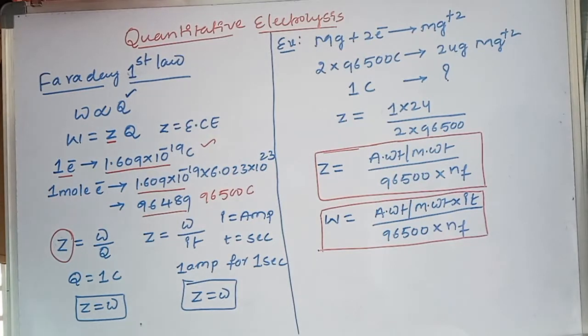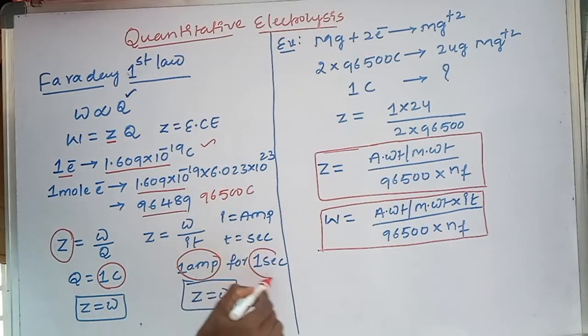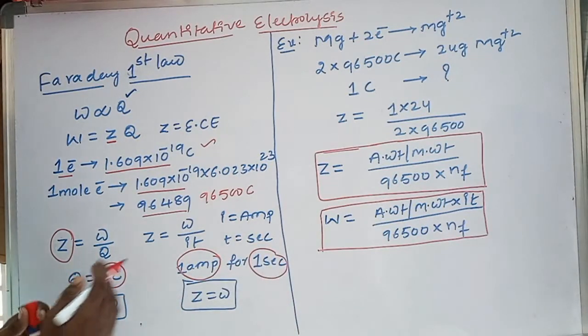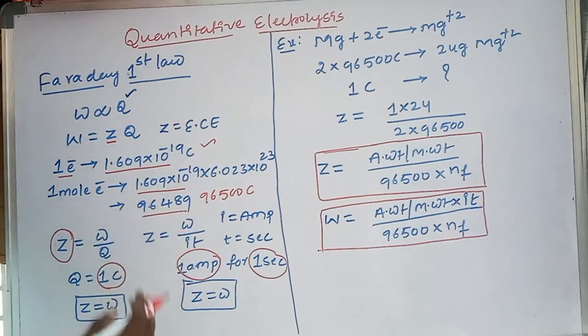So what is the meaning of electrochemical equivalent? It relates to passing a 1 coulomb charge, or passing a 1 ampere current for 1 second. Here Q equals I into T, where I is the current and T is the time, which we must take in seconds.